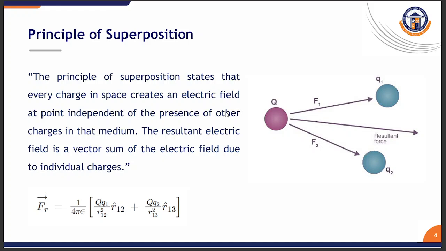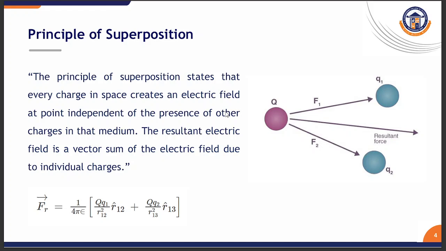This means that each charge produces its own electric force or electric field as if no other charges were present. These individual effects do not interfere with one another. The final result is obtained by adding all these individual contributions, as shown in the formula: F_r vector equals 1 divided by 4 pi epsilon, q1 divided by r12 square r12 vector plus q2 divided by r13 square r13 vector. So to understand this more clearly, let us consider a case of electrostatic force.